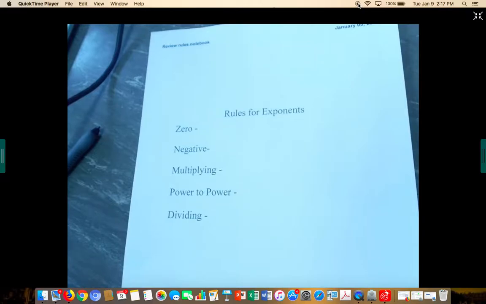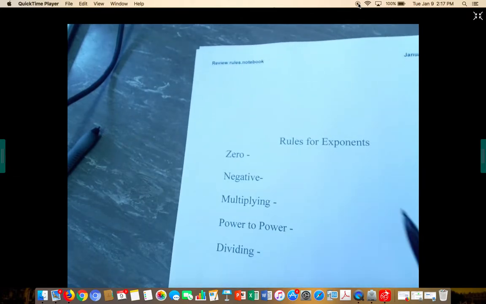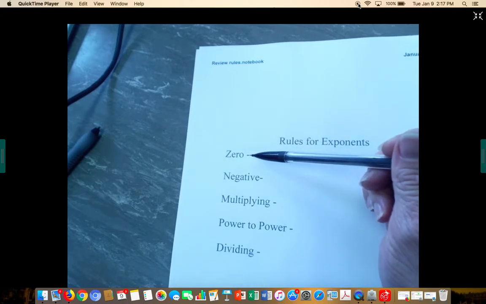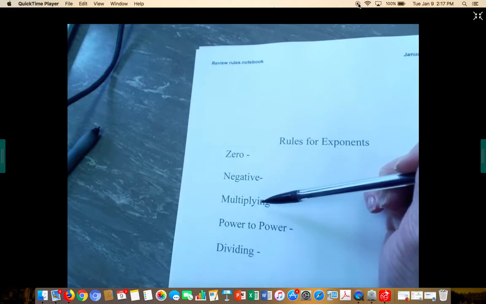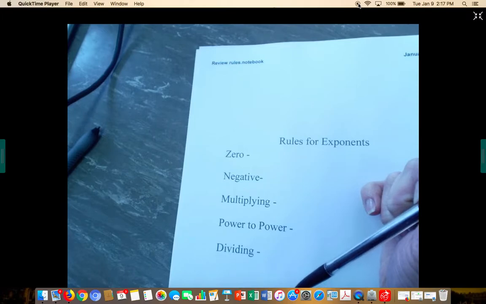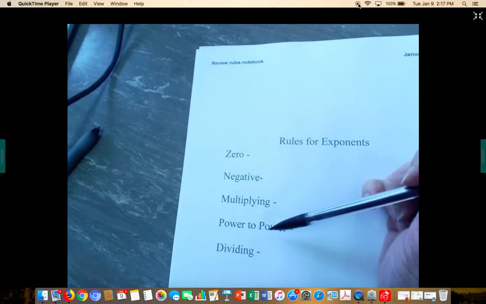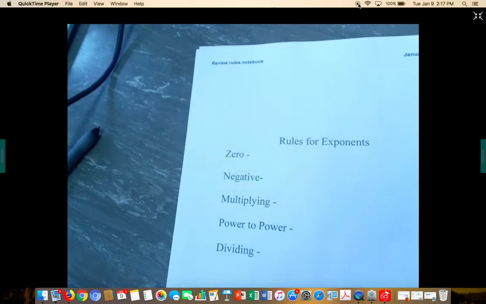This is Mrs. Schnowske and Miss Anderson, and we're going to go over the rules for exponents in Chapter 8 for Algebra 1. The major rules that kids need to know are: if you have exponents of zero, negative exponents, when you're multiplying exponents with the same base, if you have powers to powers, what do you do for those, and how do you divide exponents?